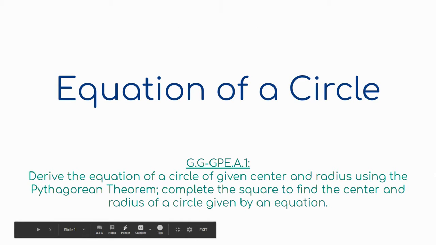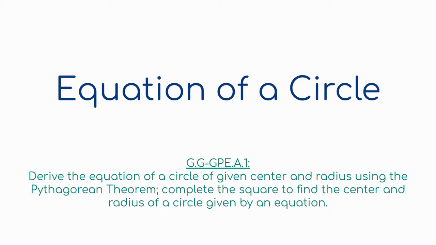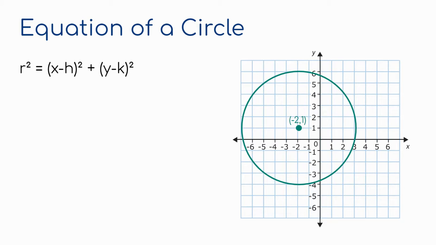So today we're going to do a little bit more with equation of a circle. Yesterday we learned what the equation of a circle was. So we know that the equation is r squared equals x minus h squared plus y minus k squared, where r represents the radius and h comma k represents the center. So first thing you had to do was figure out what is your radius and your center.